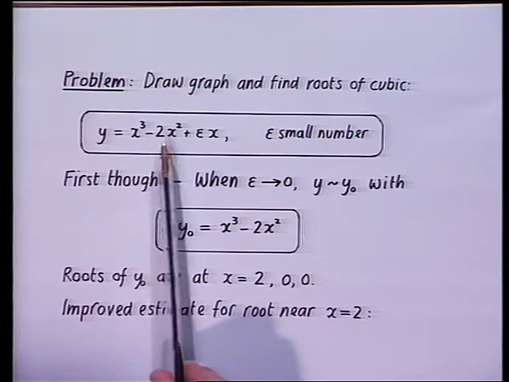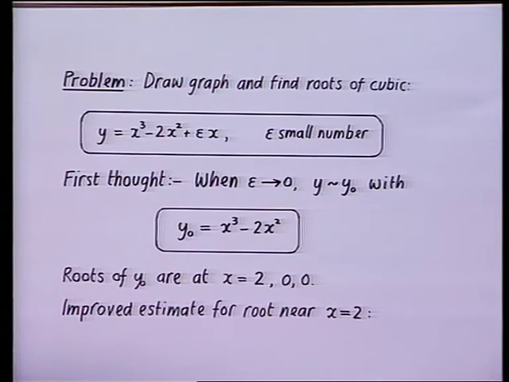Here's the problem then. It's just a cubic expression, x cubed minus 2x squared plus epsilon x, where epsilon is a small number. To be definite, let's think of epsilon as being a small positive number. Well, if epsilon is small, one's first thought is to simply neglect this term. For example, if epsilon is a thousandth or a millionth, surely we can throw this term away compared to the other two.